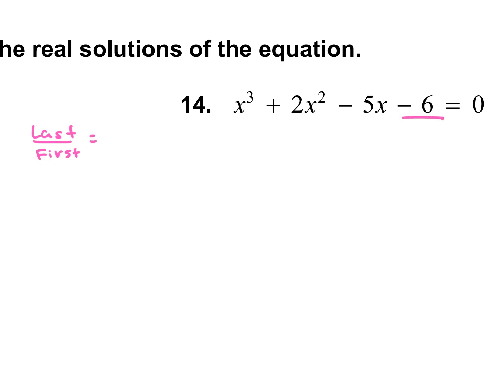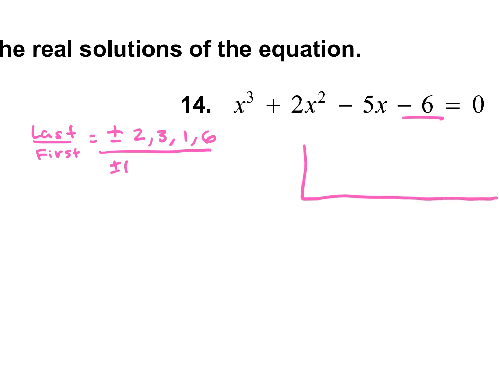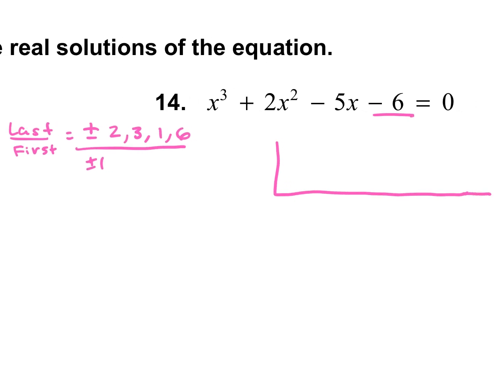So what are factors of 6? 2, 3, 1, and 6. So it's always the positive and negatives of these numbers. And then factors of our first would just be plus or minus 1. So it just makes them all whole numbers. So we're going to do synthetic division. What's going to go in the box? 1, 2, -5, -6. Always check to make sure you're not missing any terms. We are good here. Don't need any zeros, and so we are good.